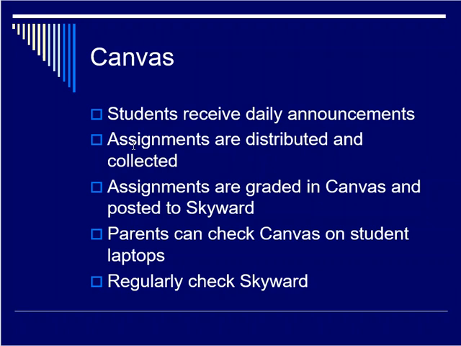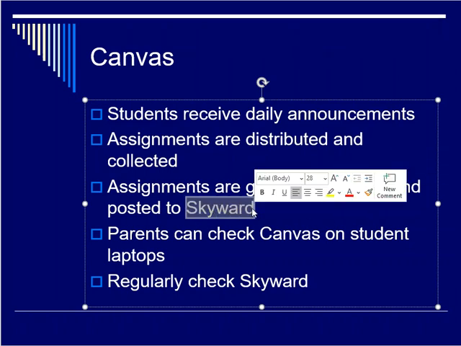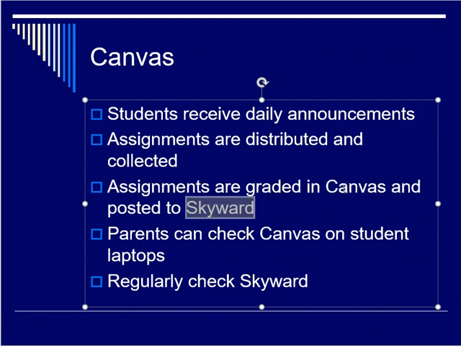The assignments are distributed in Canvas, and they are collected in Canvas, and I grade them in Canvas. And then after I've graded them in Canvas, I post them to Skyward. So sometimes there's a delay between these two. You might have something in Canvas, and it's all graded in Canvas, but it won't show up in Skyward. And your parents are the ones who see Skyward, and you see Canvas.